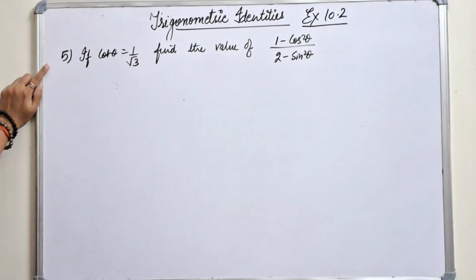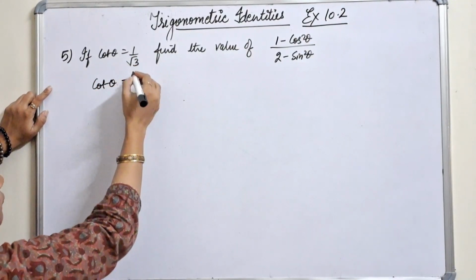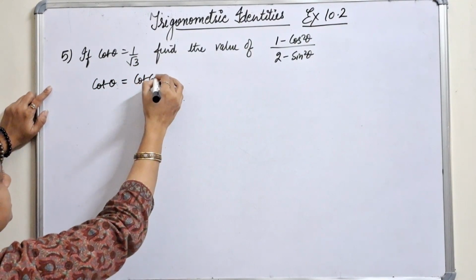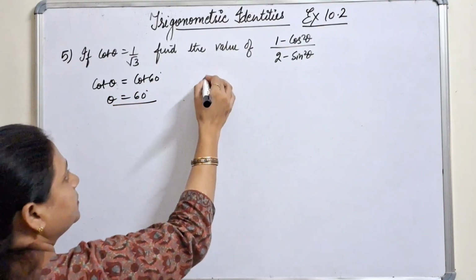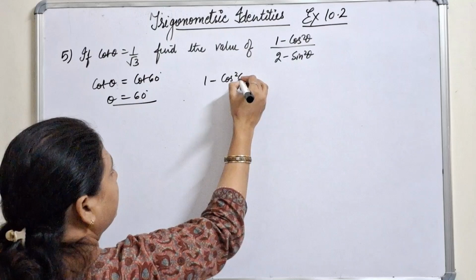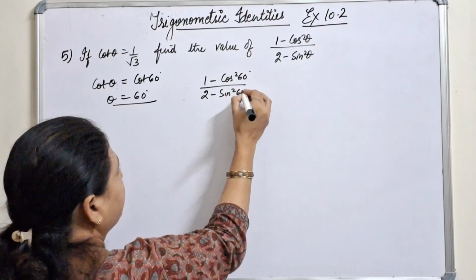See, fifth question, if cot theta is equal to 1 upon root 3, find the value of 1 minus cos square theta upon 2 minus sin square theta. So we can do this question in another way also. Cot theta is 1 upon root 3, cot is 1 upon root 3 at 60. So the value of theta is 60 degree. I will be substituting 60 degree at the place of theta and I will get the answer.